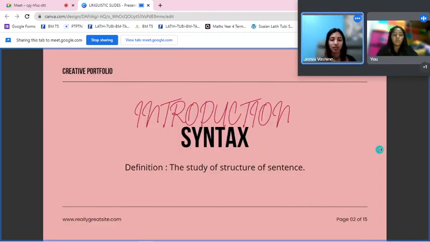Okay, so moving on to syntax. Introduction to syntax. Syntax is the study of the structure of sentences. Syntax also means setting out together, or arrangement. Syntax comes from the form of generative grammar, a set of explicit rules used to generate grammar.